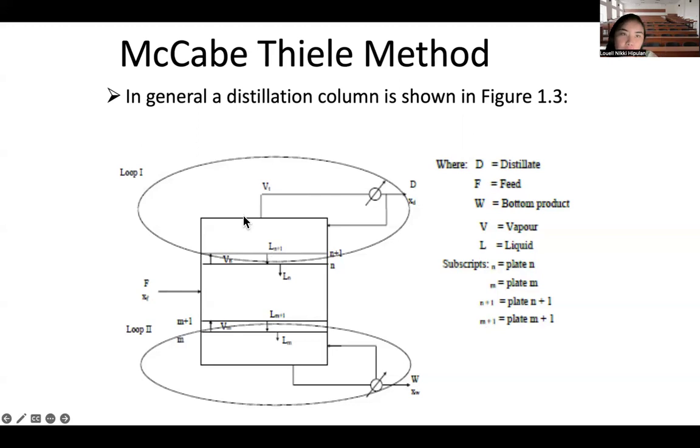And then you have your plates. The plates are designated as subscript N. So each tray or plate is designated by letter N or letter M.